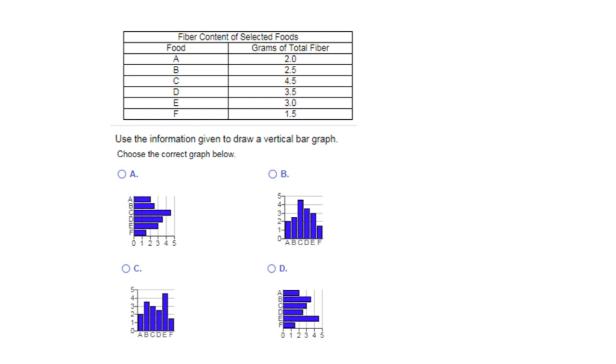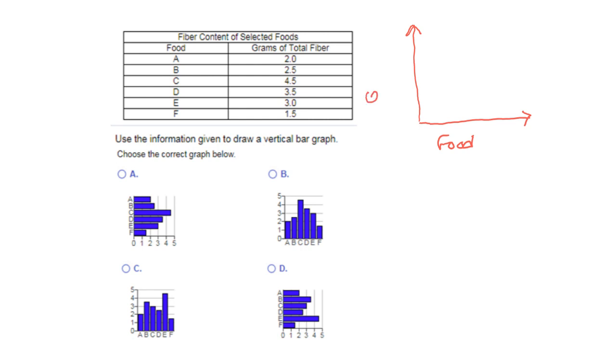So they provide us a table here that says fiber content of selected foods. The first column is the food labeled A through F, and the second column is grams of total fiber. All right, so the food is what you would have labeled as the horizontal axis. That would be the axis that goes side to side like this. This would be your food, and you'll label the A through F. And then the vertical axis here would be your numbers of grams of total fiber.